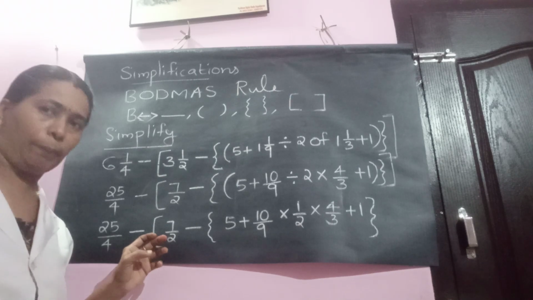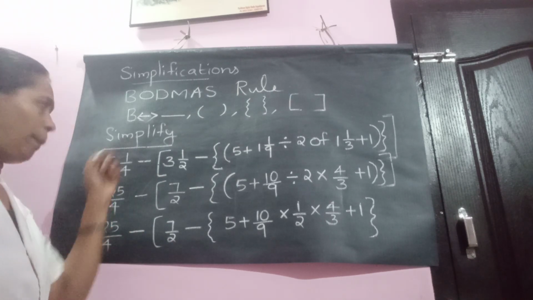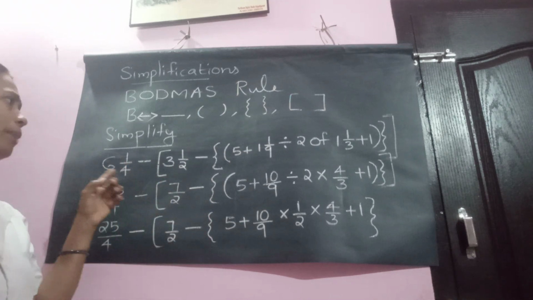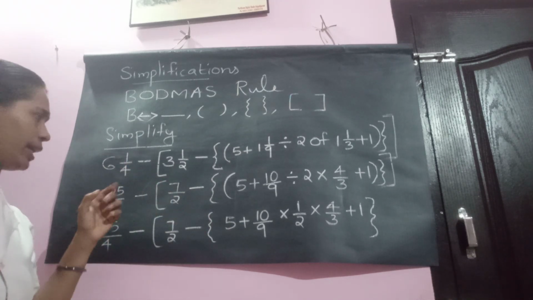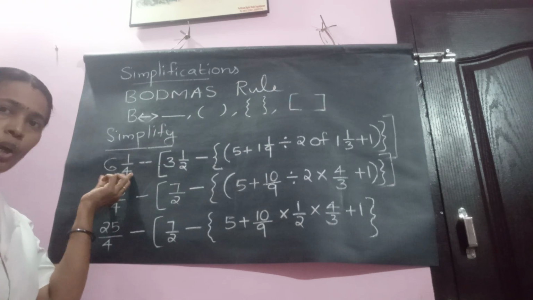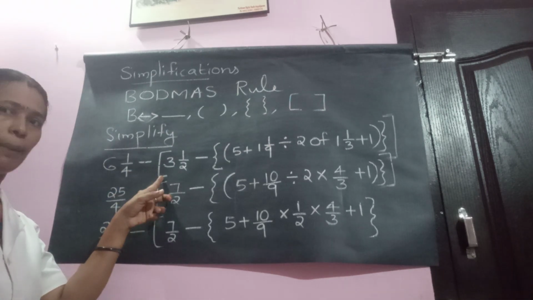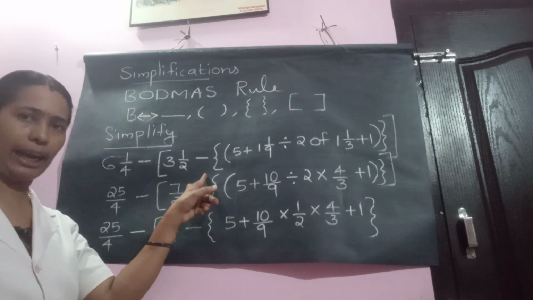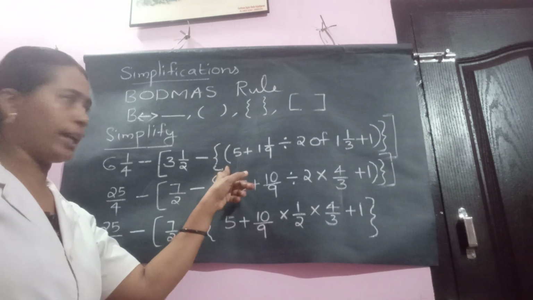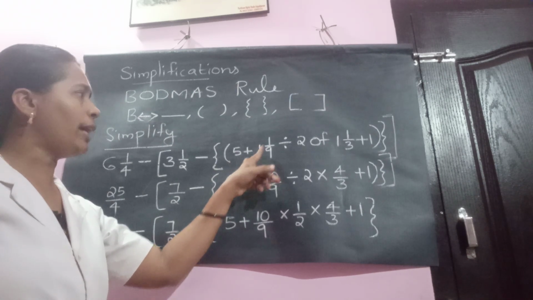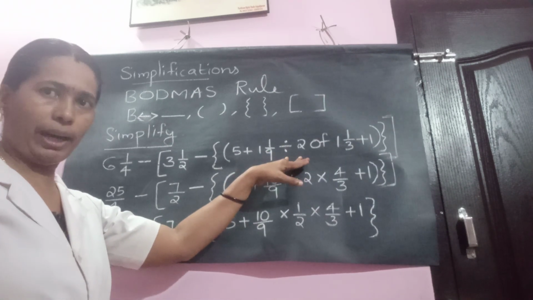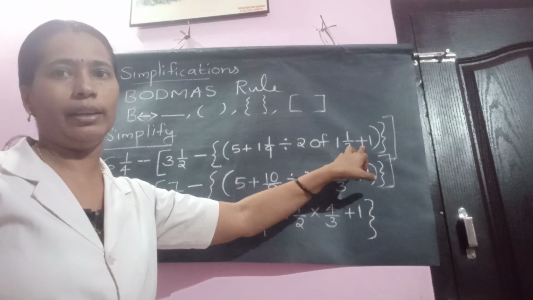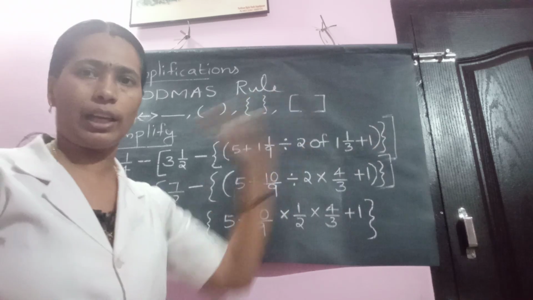That is I think your checkpoint question. There is only one question for simplification. Okay. So simplify, 11th or 12th question I think. 6 1 by 4 minus of, in square bracket, 3 1 by 2 minus of, in a curly bracket, then in a small bracket 5 plus 1 1 by 9 divided by 2 of 1 1 by 3 plus 1. That is given to you and the brackets are all closed.